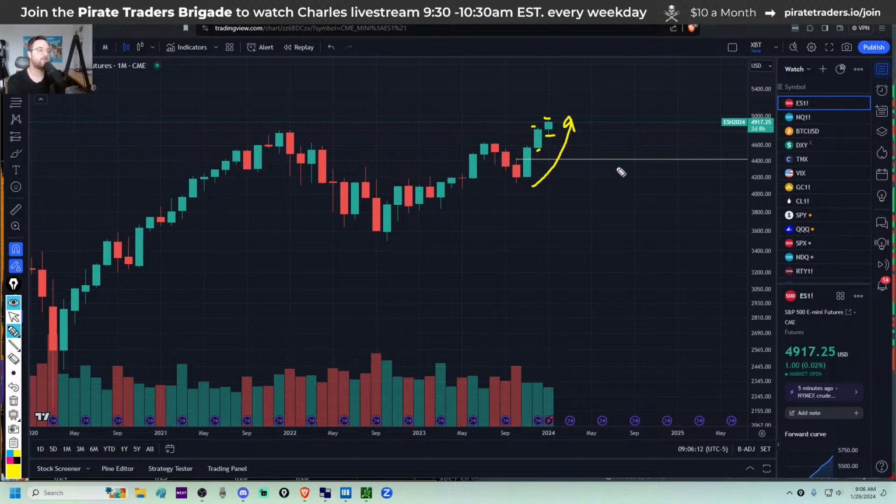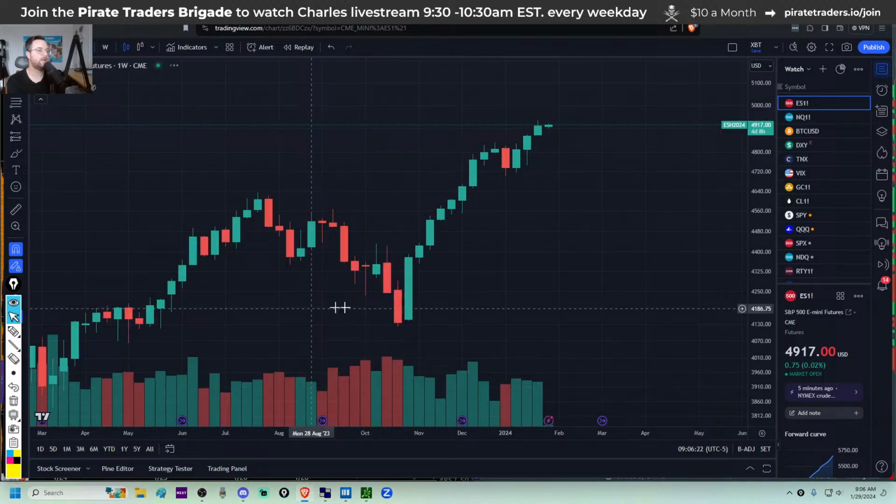And so another thing we are watching is the monthly lows to see when do we break those. So for now, everything looks bullish on the monthly. Let's zoom in and take a look at the weekly.